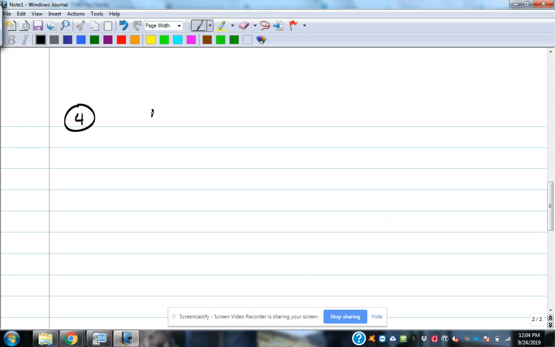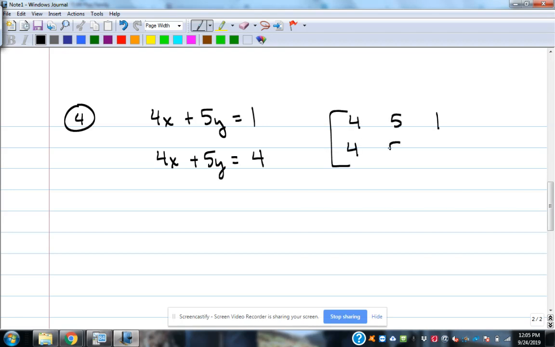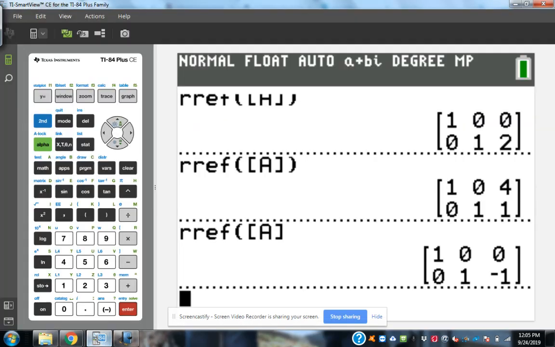Okay. Let's look at number 4. 4x plus 5y equals 1, and 4x plus 5y equals 4. All right. So this one, I think it's obvious what the answer is because of the setup of the system. But if we run it through the matrix, I want you to see what the matrix does for this. So I'm going to run RREF with this. So that's what the matrix should look like.